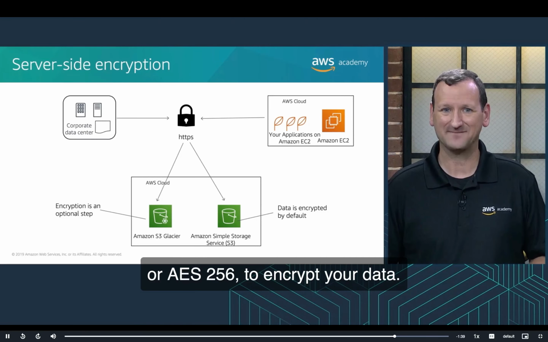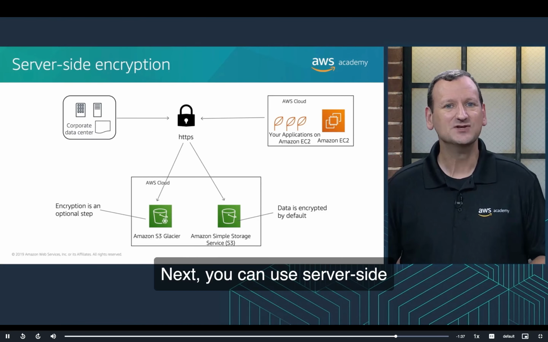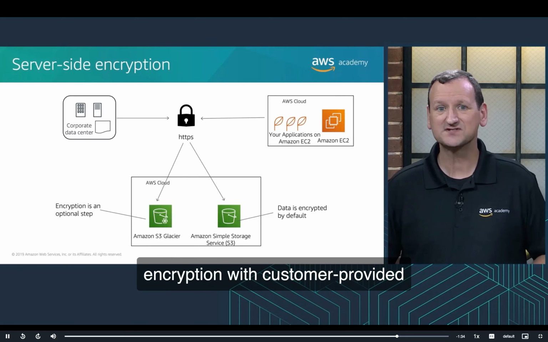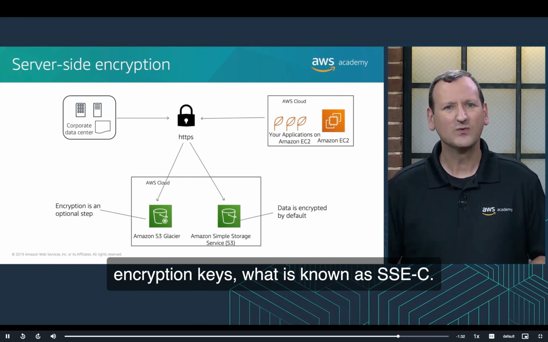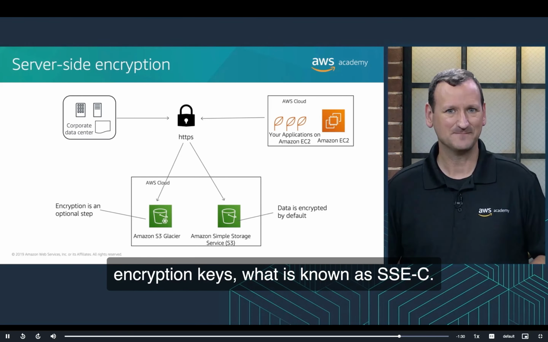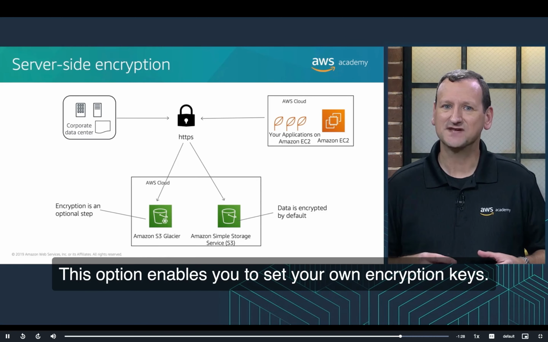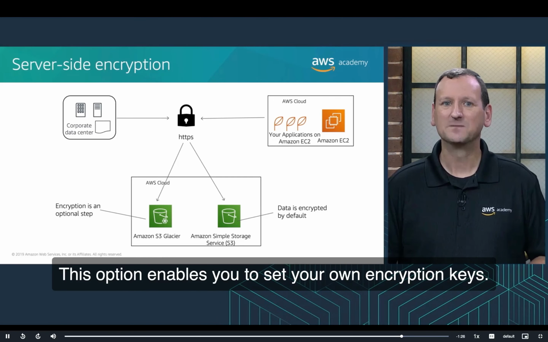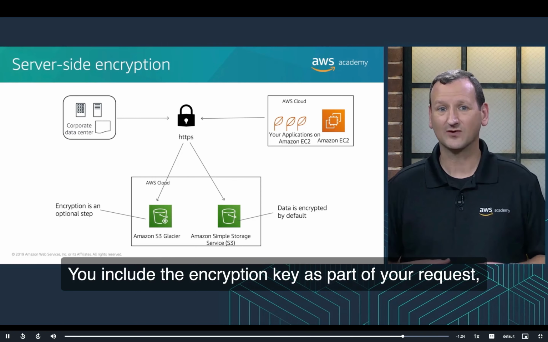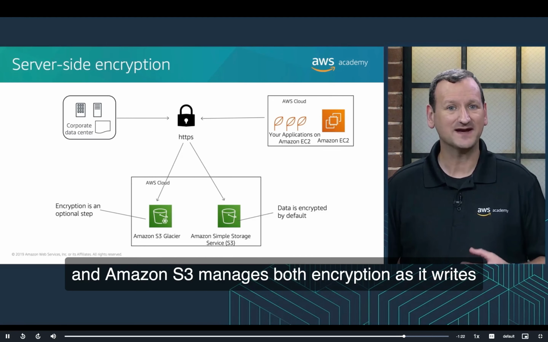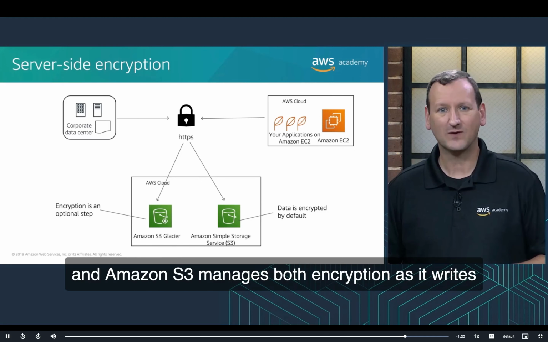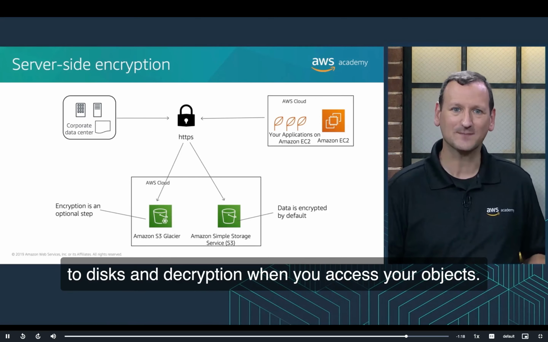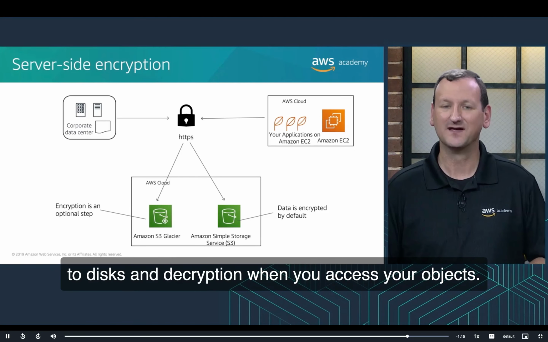to encrypt your data. Next, you can use server-side encryption with customer-provided encryption keys, what is known as SSE-C. This option enables you to set your own encryption keys. You include the encryption key as part of your request, and Amazon S3 manages both encryption as it writes to disks and decryption when you access your objects.